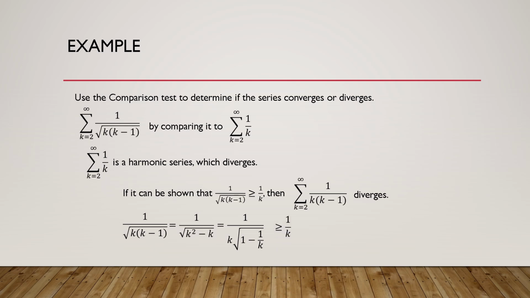This is determined to be greater than 1 over k because 1 minus 1 over k is less than 1 for all k greater than or equal to 1, because by multiplying the square root of this term, it makes the denominator smaller, making the fraction larger. Therefore, the original series diverges.